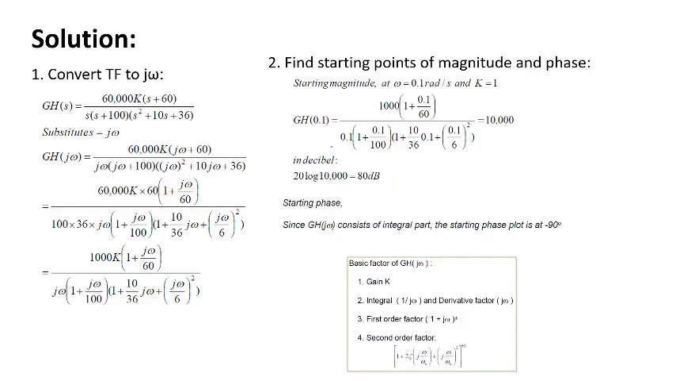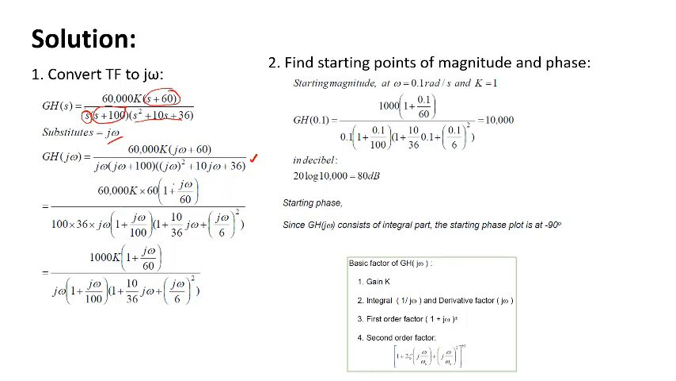Okay, so now firstly you need to convert from the S domain of the transfer function to the J omega domain. So for every S domain, this is first order, and this is the integral part, or 1 over S, and this is the second order. So substitute all the S with the J omega, and we will get the answer like this.